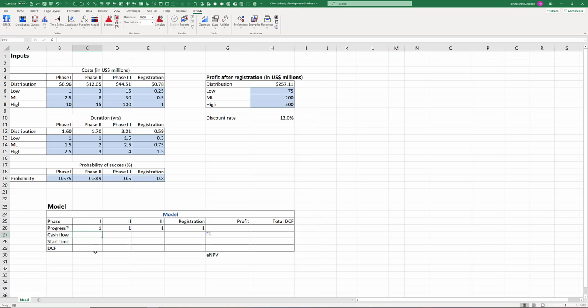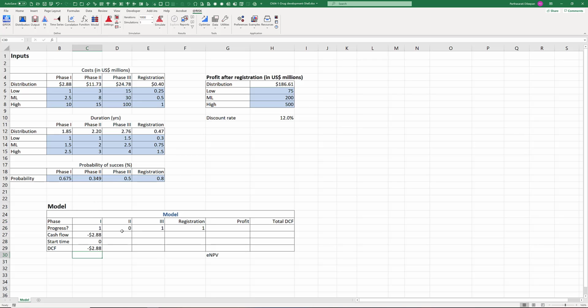Okay. Now phase 1, you have to start. There is no question of not having any cost or duration. So cash flow is going to be the cost of the first phase. Now start time, you start at time 0. All right. So the discounted cash flow for phase 1 is the amount that you spend in phase one.